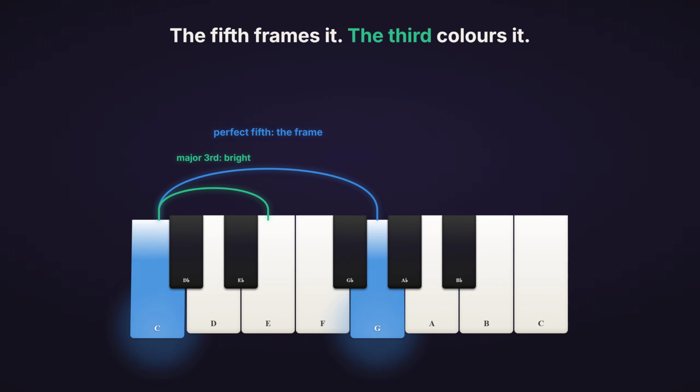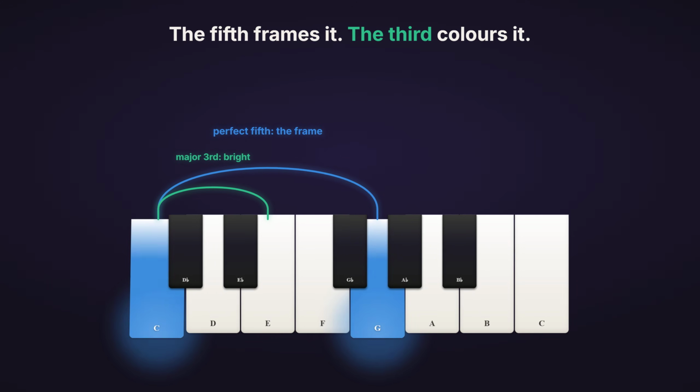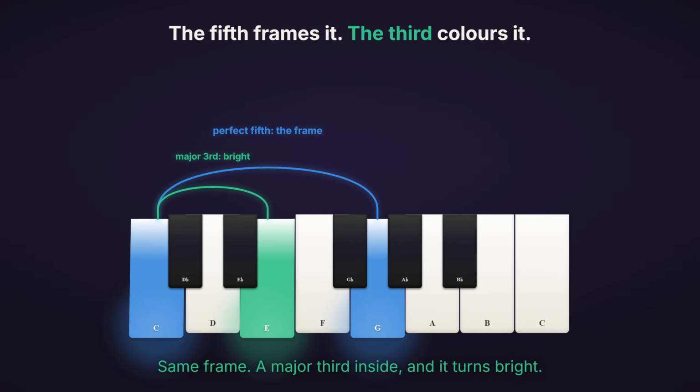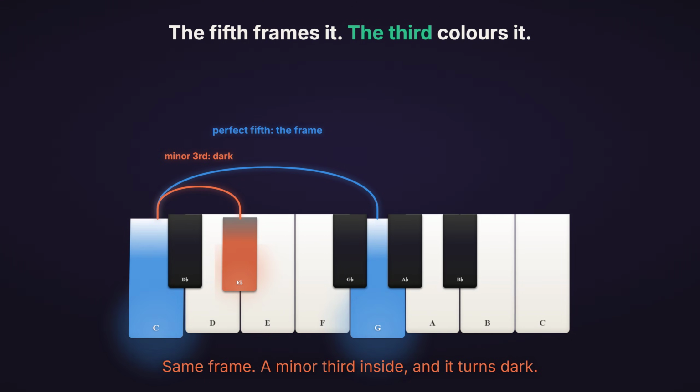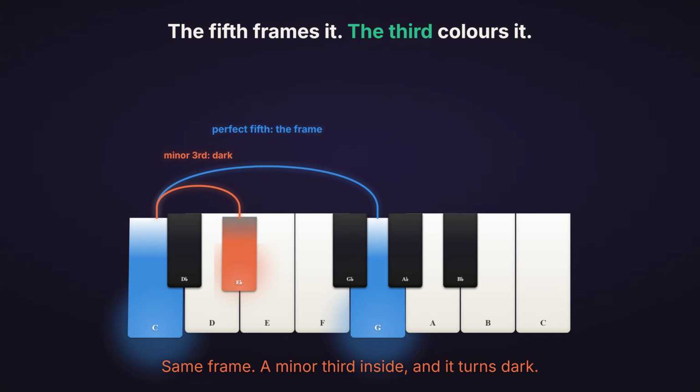Now drop the middle note in. The third, sitting inside that frame, is the note that colors the chord major or minor. Put a major third in there, 4 semitones up from the root, and it is bright. Swap it for a minor third, 3 semitones up, and it is dark. The outer frame, the perfect fifth, never changed across those 2. Only the inner third moved, by a single semitone, and the color changed with it.